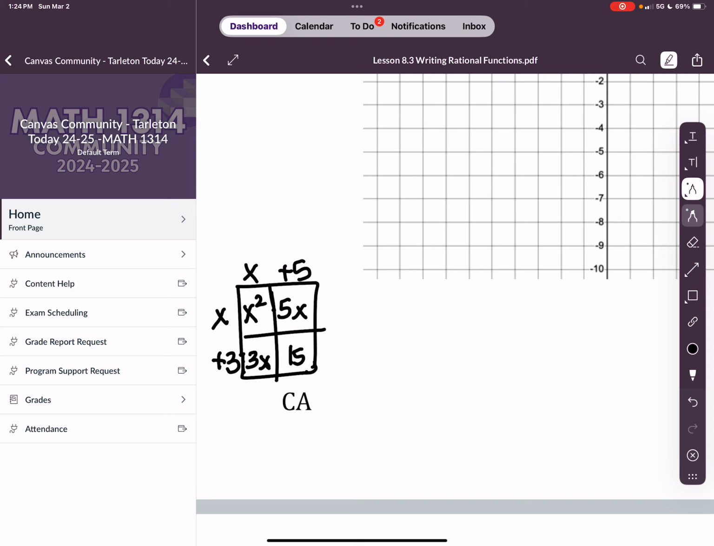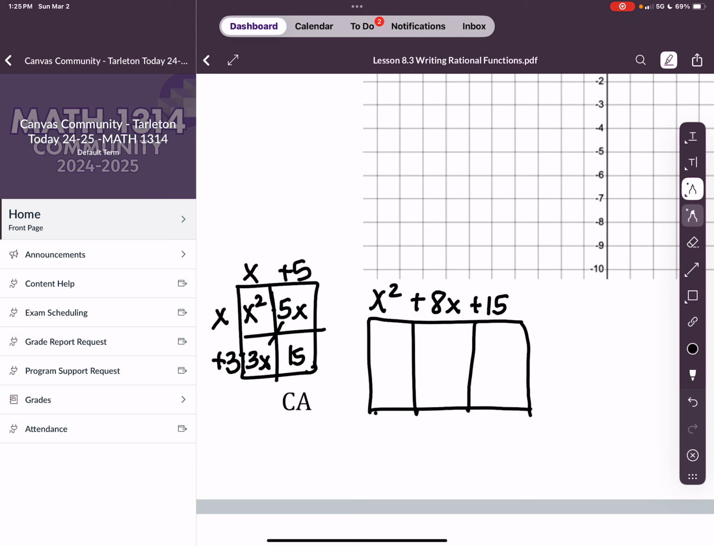3x, and then 15. Okay, so now this turns into x squared plus 8x plus 15, but I still need to multiply this by the other factor that's in the numerator, which is x minus 2. So I'm going to go ahead and multiply this by x minus 2. So I come up with x cubed, 8x squared, 15x, negative 2x squared, negative 16x, and then negative 30.